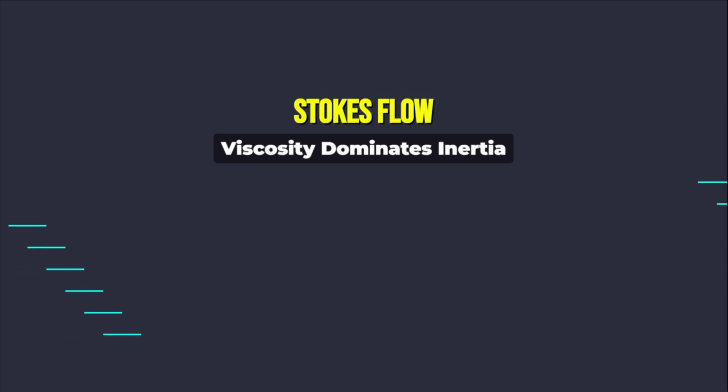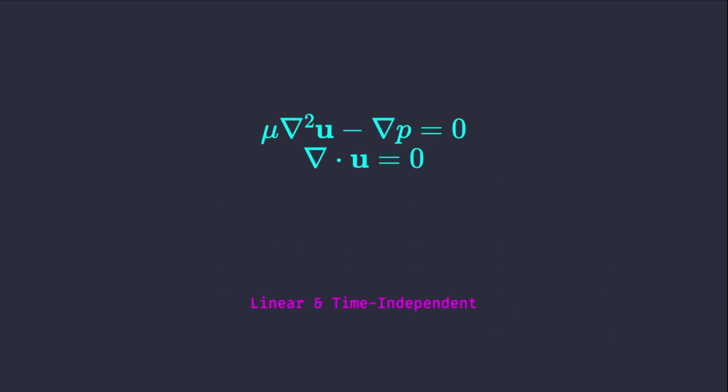The Reynolds number quantifies the ratio of inertial forces to viscous forces within a fluid. When this number is significantly less than 1, the flow is dominated entirely by viscosity, entering the regime known as Stokes flow. In this regime, the acceleration terms in the Navier-Stokes equations become negligible, simplifying the governing physics to the linear, time-independent Stokes equations. Crucially, the fluid velocity at any point is instantaneously proportional to the forces applied by the moving body boundaries.